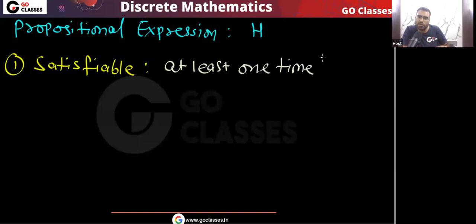At least one time true. That's it. It can be always true, but that is not necessary. It simply means at least one time true. This is the definition of satisfiable. Satisfiable means at least one time true.